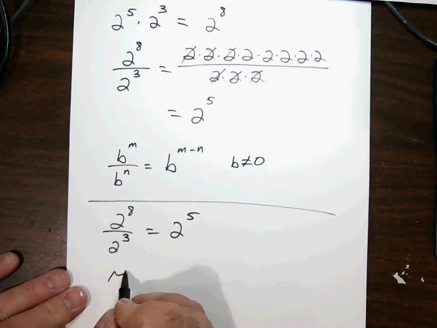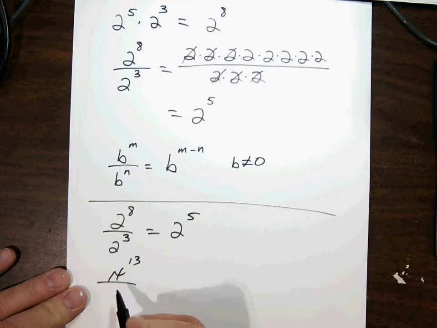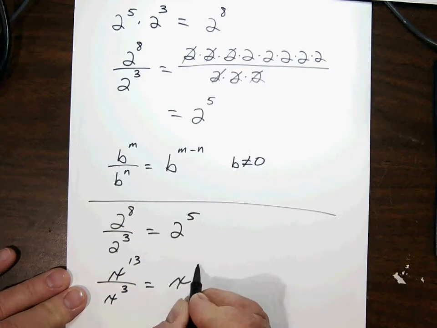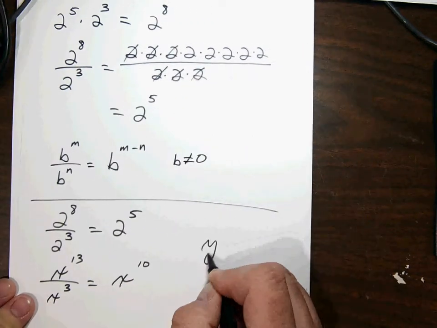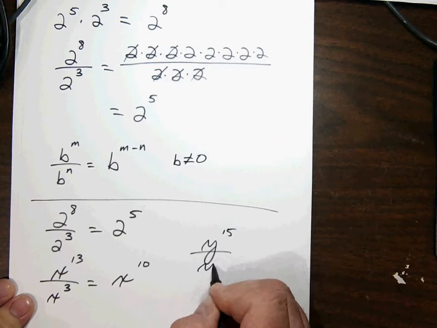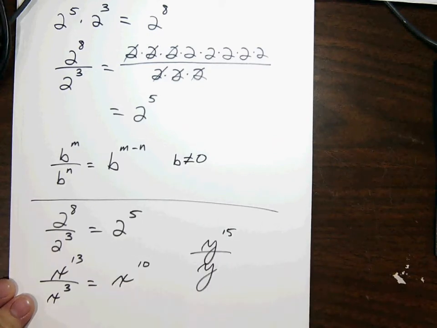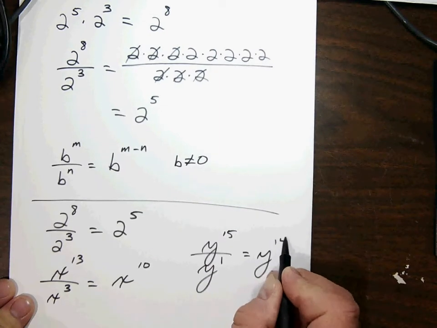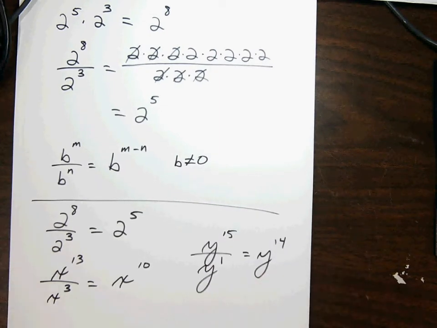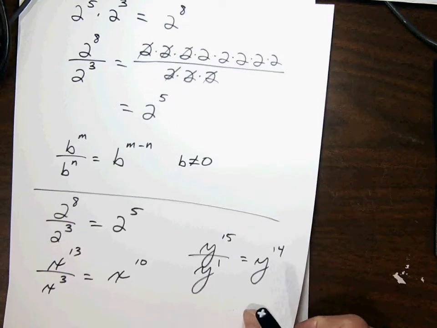All right, there we go. x to the 13th divided by x to the 3rd. Subtract. I get x to the 10th. y to the 15th divided by y. No exponent on that y. We know what that means. There's really a good old 1 there. And we get y to the 14th. Okay? So far, so good.